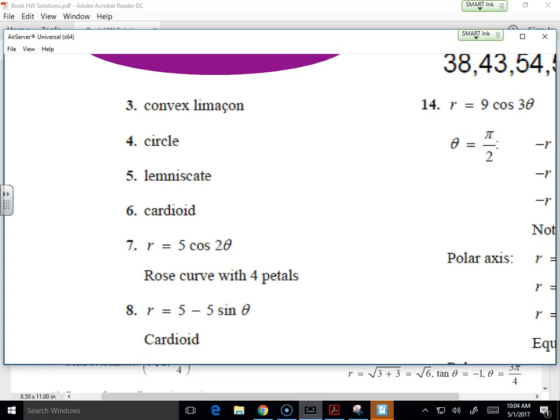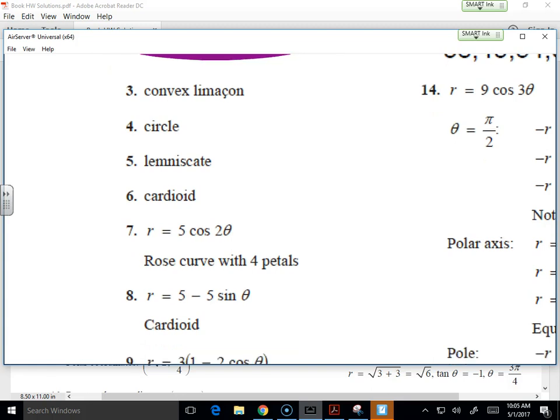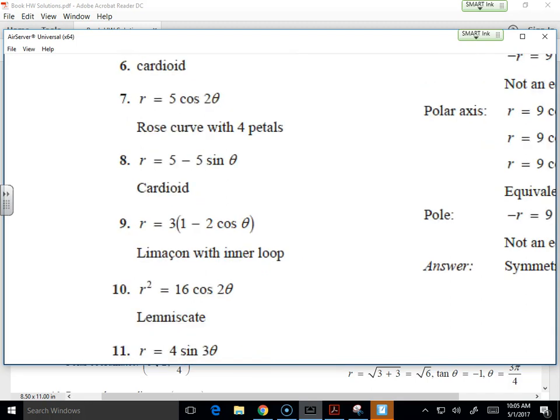So the limaçon, that's enough for number 3. For my purposes, yes, you call it a convex. Number 4 is a circle. 5 is a limaçon. 6 is a cardioid. Cardioid comes to a point because it comes to the pole. The cardioid, just think about the heart. It has that little cusp, is what we call it. Number 7, it's a rose curve. Don't just call it a flower curve. Specifically, mathematically speaking, you just call them roses. It is what it is.